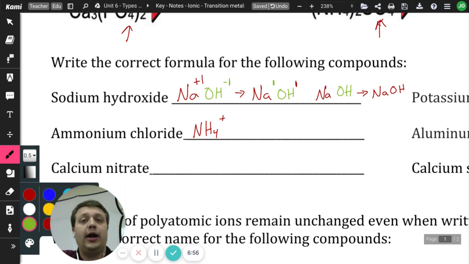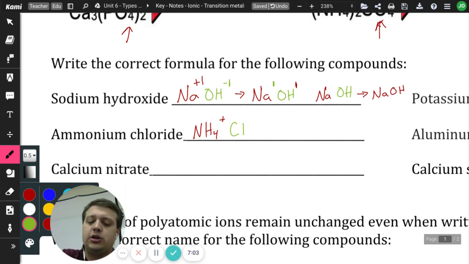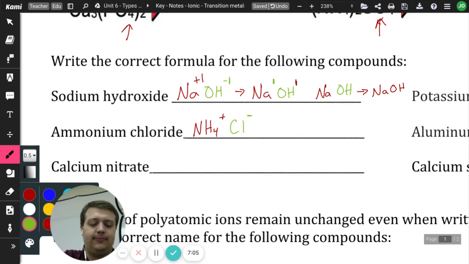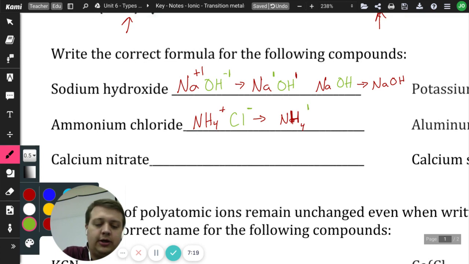And then I've got chloride. Well, what is chloride? Chloride is Cl. Chlorine is in group 17, so it's got a -1 charge. So Cl with a minus. And then we swap, drop, reduce. So I get NH4. The 1 from the chlorine comes over. Then Cl. And then the 1 from the ammonium comes over. And then we drop them low.